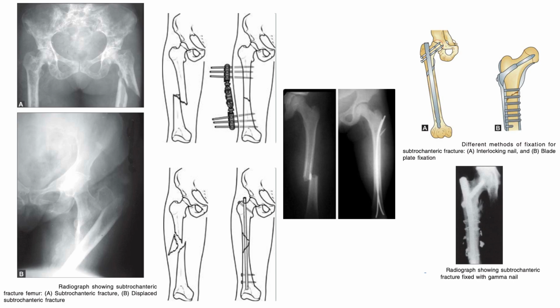In type 2A, the piriformis fossa is fractured but the lesser trochanter is intact, so a reconstruction nail or hip screw is used. Also in type 2B, both the piriformis fossa and lesser trochanter are fractured. Here, same as in type 2A, but with bone graft along with hip screws. So that's how things are used in these surgical procedures.